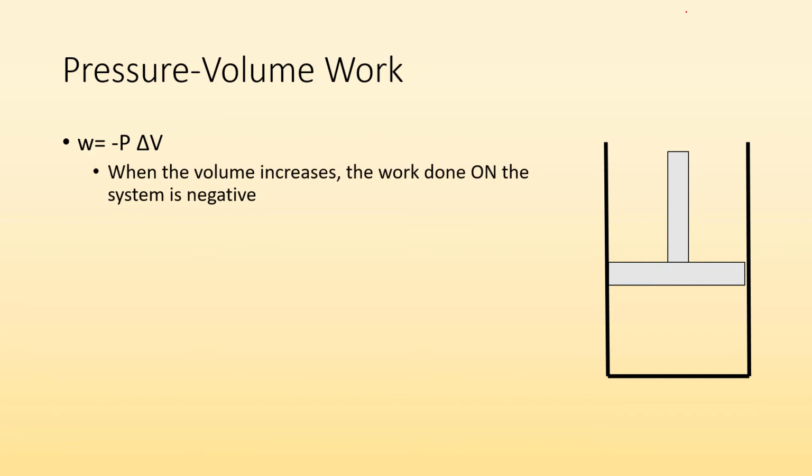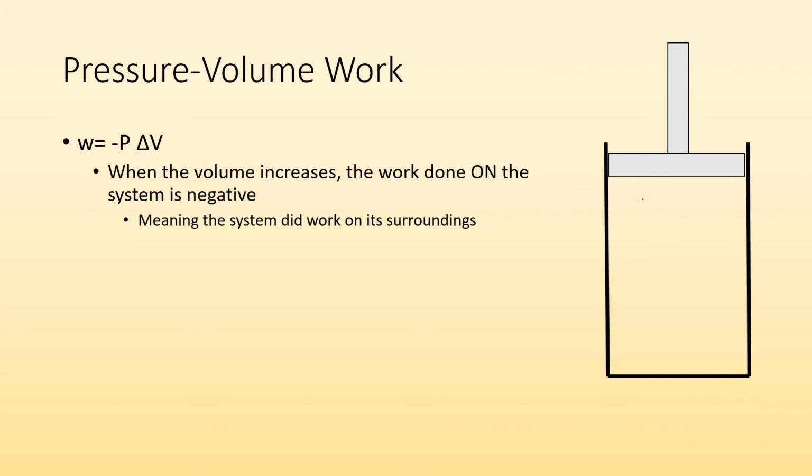Why is it negative P? Because when we're talking about changes in volume, right? If the volume of a system increases, the work being done on the system is negative. The system is doing the work, right? If the volume goes up. So meaning if the system does work on its surroundings, the delta V is going to be positive, but we want the work to be negative because the system is losing that energy.